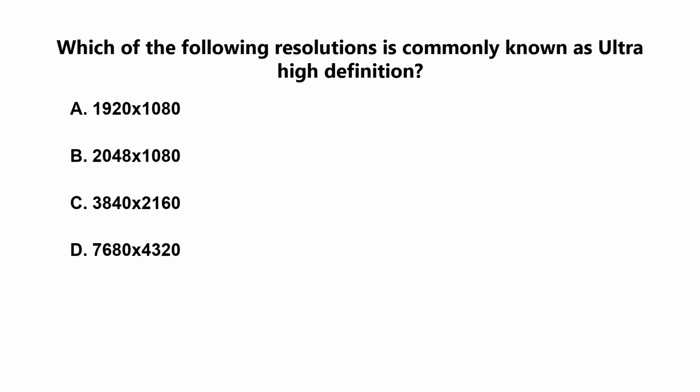Question 34. Which of the following resolutions is commonly known as ultra-high definition? Option A, 1920x1080. Option B, 2048x1080. Option C, 3840x2160. Option D, 7680x4320. The correct answer is option C, 3840x2160.